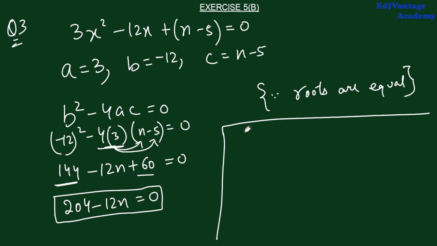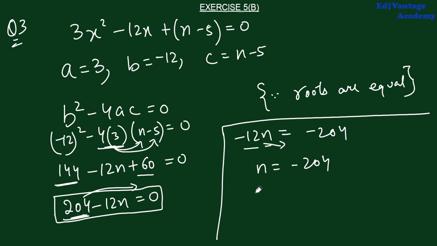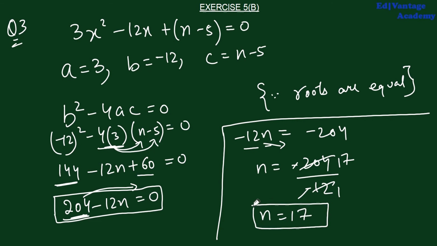So I can say 204 goes there. It is 0 minus 204. It's positive 204. When it goes to the other side, it becomes minus 204. 0 minus 204 is minus 204. And minus 12 is remaining here, correct? Then what is between 12 and n? Multiplication. So 12 will go to the other side. Since 12 is in multiplication, when it goes to the right side from left, it becomes division. So minus 12n, minus and minus cancel. And if you check, 12 times 17 is 204. So n is equal to 17.